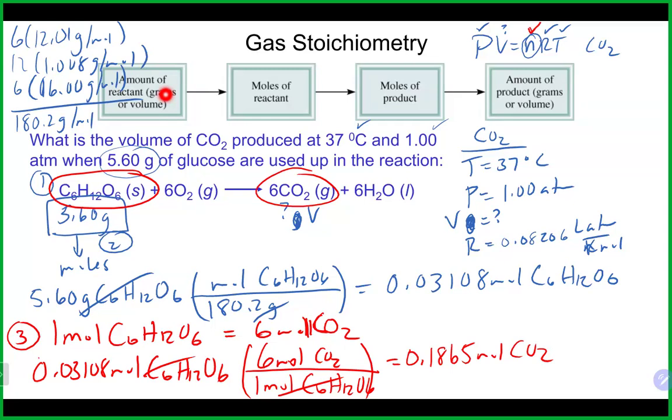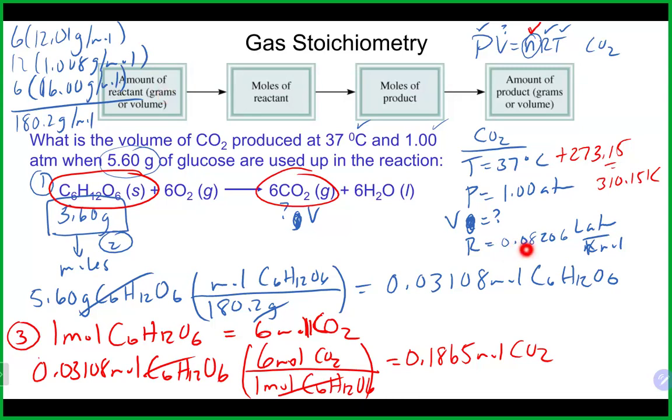That is really one of the last things that we're missing for CO2 to use the ideal gas law. We do need to convert our temperature here into Kelvin, so we'll convert that as well. So 273.15 plus 37 is going to get us 310.15 Kelvin. We now have everything we need to go into our ideal gas law.